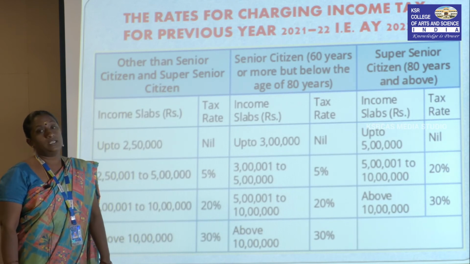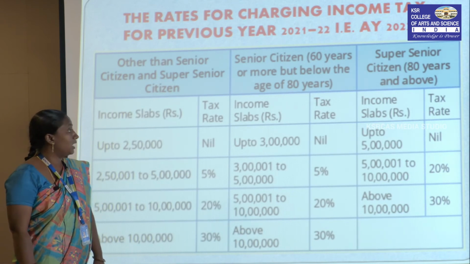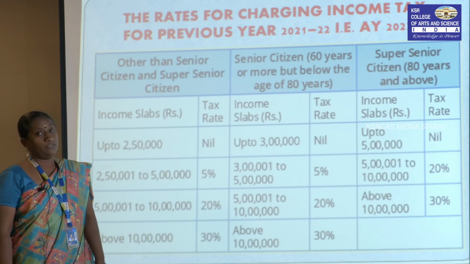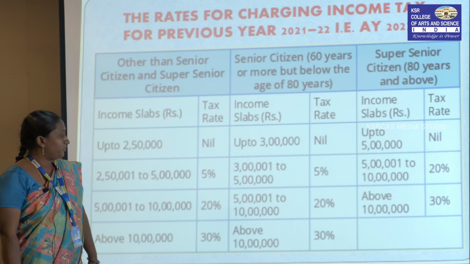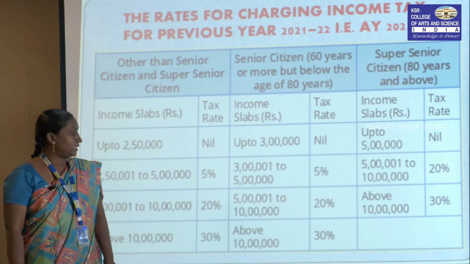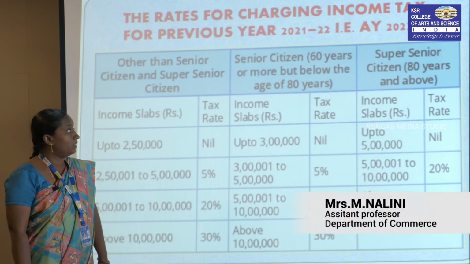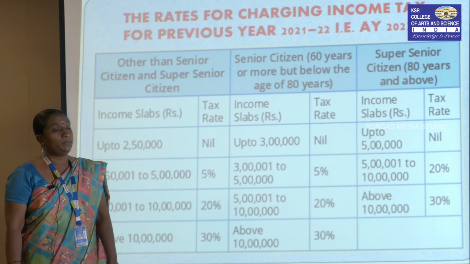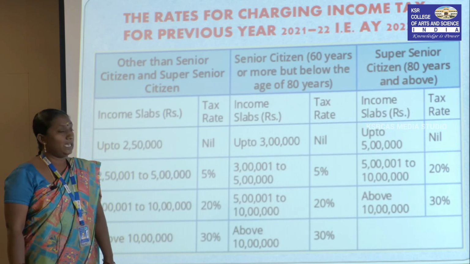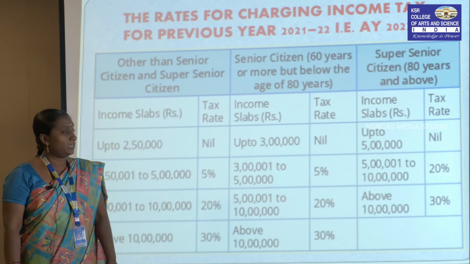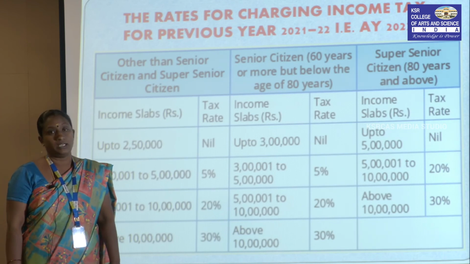If an individual is a senior citizen, up to 3 lakh the tax is nil, 3 lakh to 5 lakh 5%, 5 lakh to 10 lakh 20%, then above 10 lakh 30%. If the individual is a super senior citizen, up to 5 lakh nil, 5 lakh to 10 lakh 20%, above 10 lakh 30%.